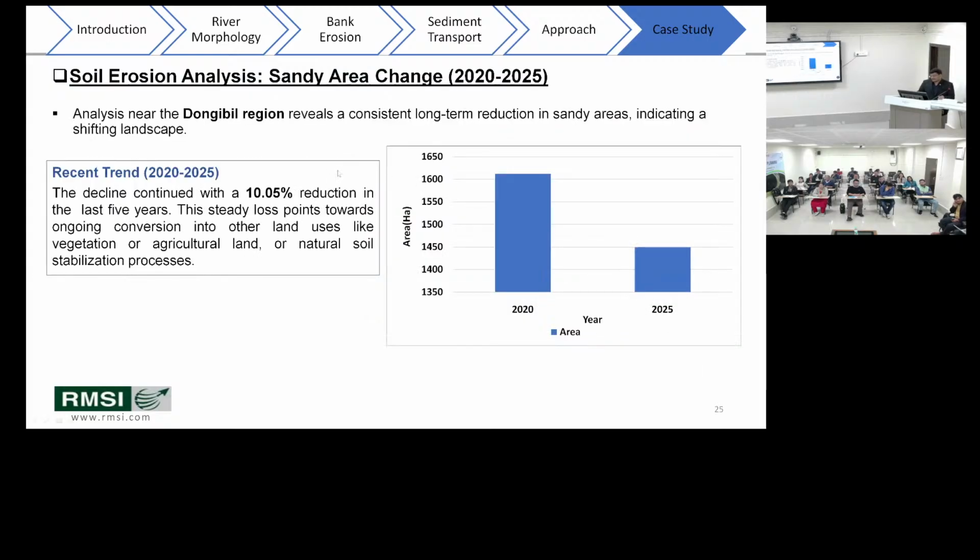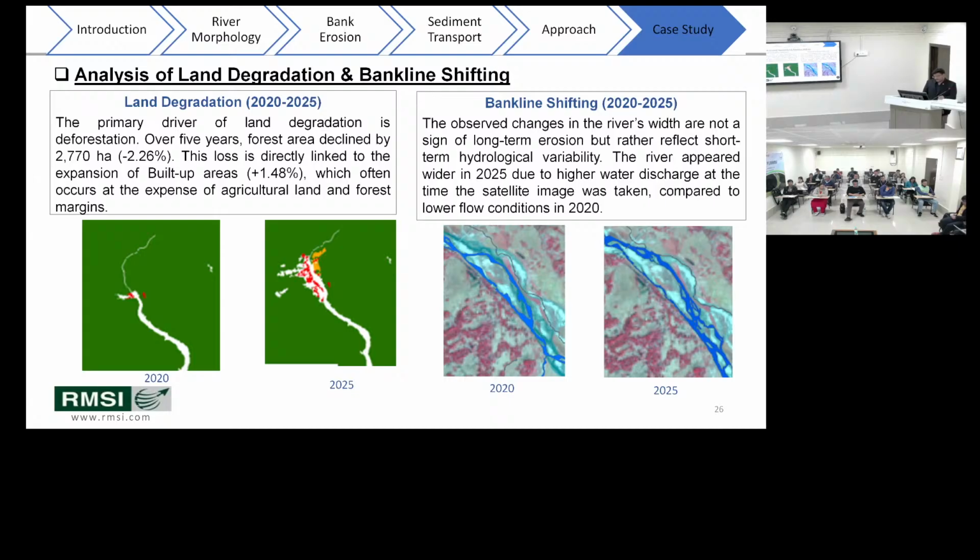Here it is showing the sandy area, how it is changing from 2020 to 2025. There was a continuous decline, a 10.05% reduction in the area. And here is the analysis of land degradation and bank shifting taking place. Here we have taken two forest images of 2020 and 2025. We found that major forest area is reducing. The red portion shows the built-up area, the man-made industries, and it shows that forest area is decreasing.